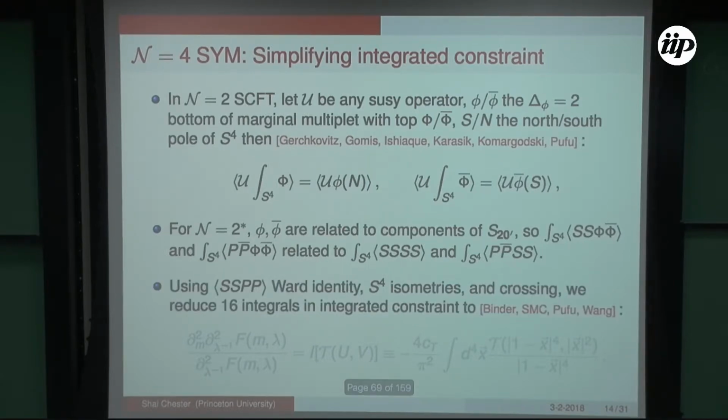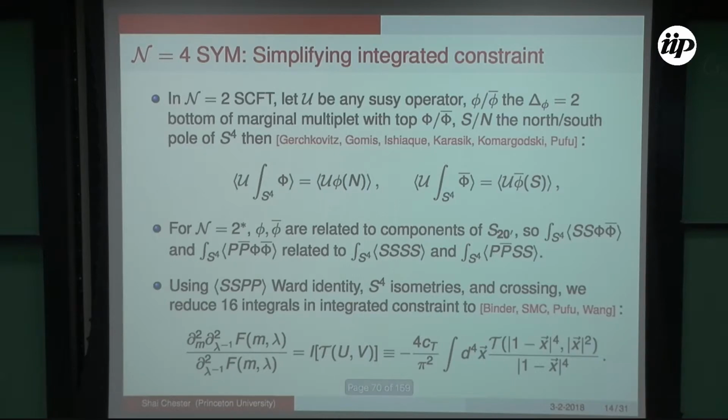Then you can go ahead and compute the Ward identity that relates SSPP to SSSS. This unfortunately was not given in that paper by Korchemsky, so I just did it myself. And then you can write everything in terms of SSSS. And then after using crossing symmetry and the S4 isometries and a lot of hard work, you get this incredibly simple formula, which is that these 4 derivatives equal this simple integral.